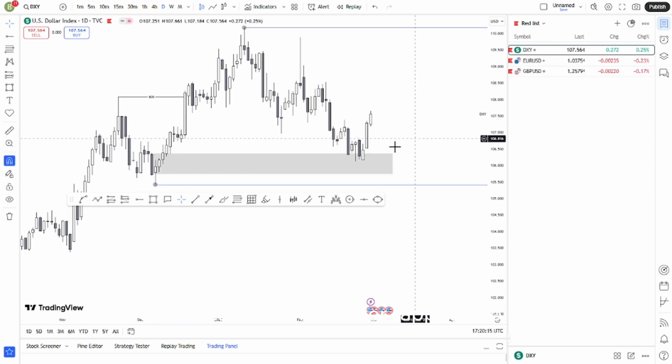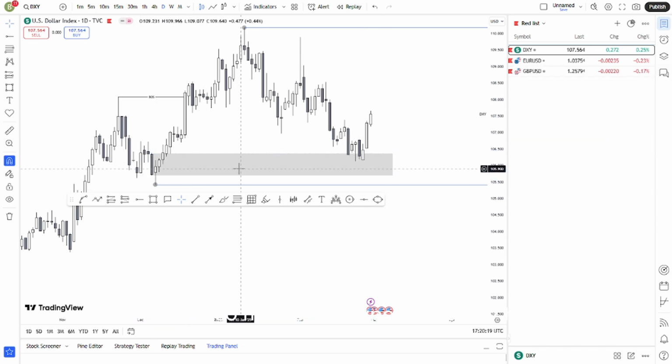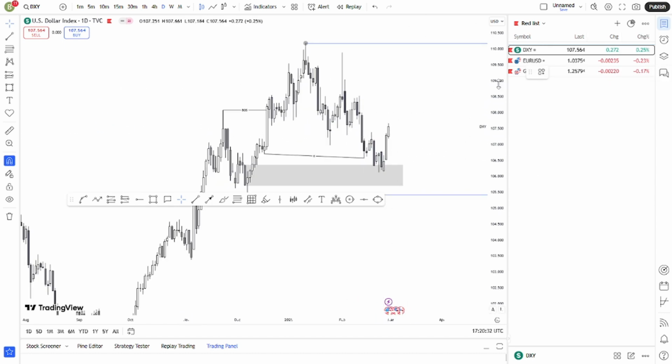Then as you can see, the market tapped into it nicely, and we also have some type of liquidity here, relatively equal lows around this point here. That is the liquidity that we have here, just because you need to map out your overall liquidity areas, that is if you want sniper entries.